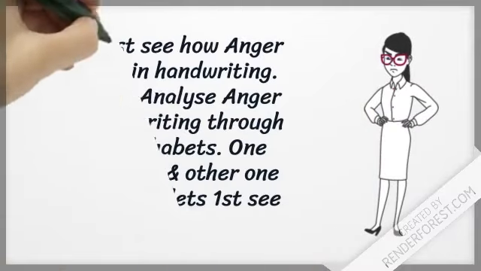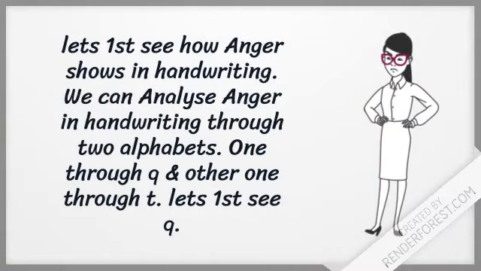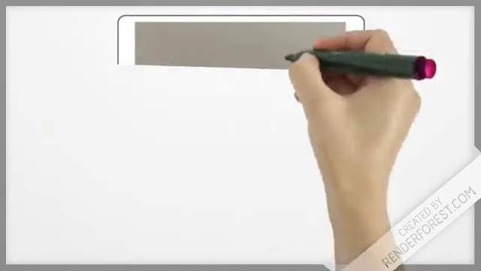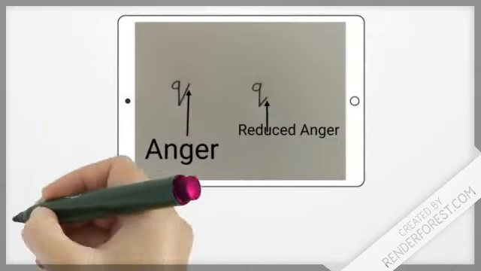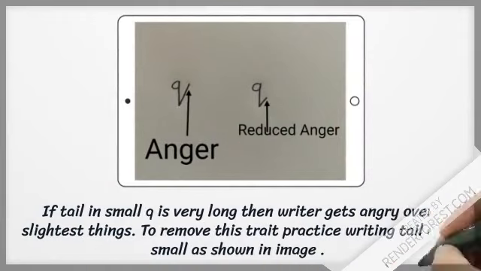Let's first see how anger shows in handwriting. We can analyze anger in handwriting through two alphabets: one through Q and the other through T. Let's first see Q. If the tail in small q is very long, then the writer gets angry over the slightest things. To remove the trait, practice writing the tail of small q as shown in the image.